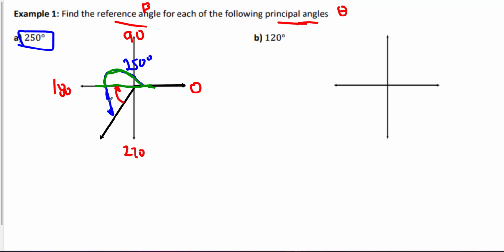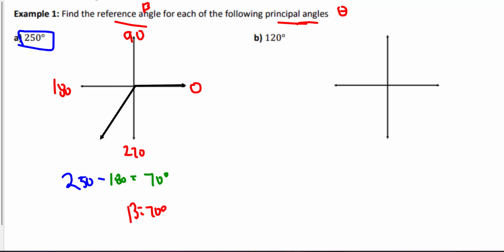And this blue part from here to here is actually the same as this red part, because they're going the same angle distance. So that means if I take the green part and subtract it from my blue angle, which is 250, if I do 250 minus 180, I will get 70 degrees. That means my beta is 70 degrees.